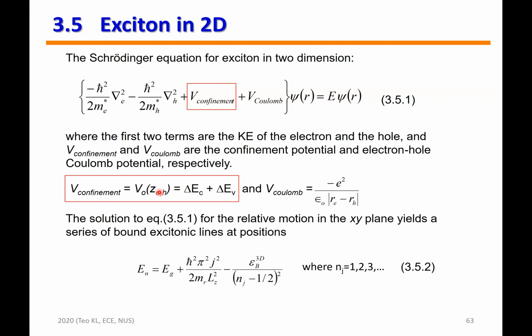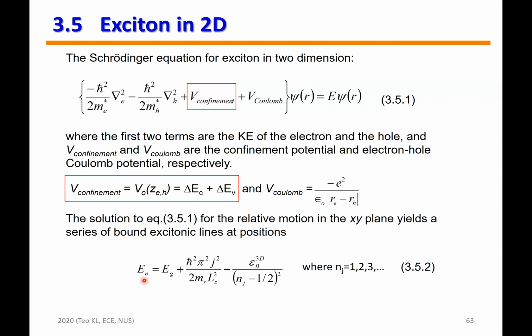And that is your V naught, which is your potential in the conduction band. So that equals delta EC plus delta EV, the potential for the conduction band plus the potential in the valence band. That is delta EC plus delta EV. So I do not want to go into solving the Schrödinger equation, but I will just quote you the result.